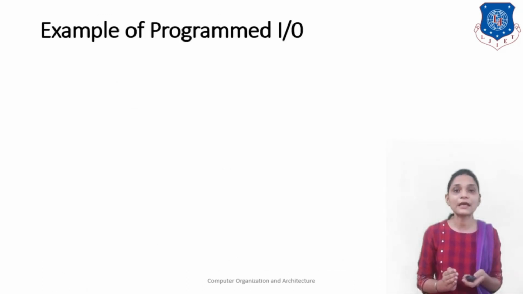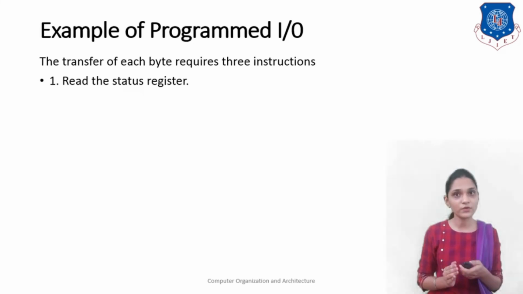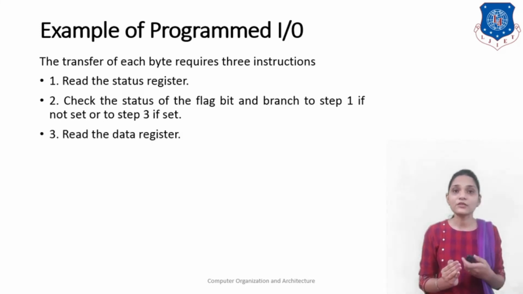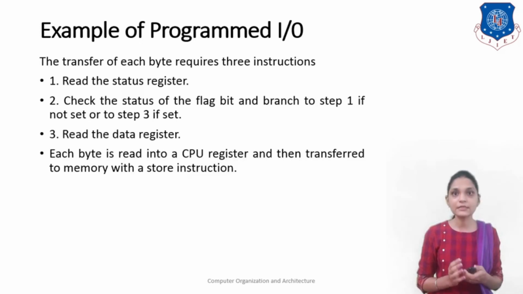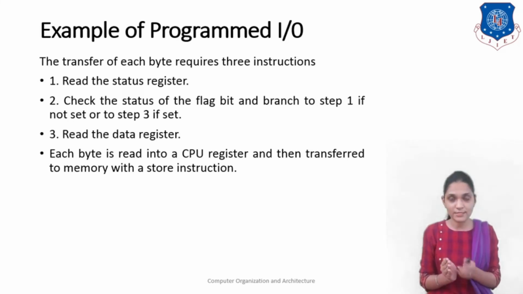We can represent it like this. The transfer of each byte requires three instructions. The first one is reading the status register. The second one is checking the status of the flag bit and branching to step 1 if not set, and branching to step 3 if it is set. Then it reads the data from the register, and each byte is read into a CPU register and then transferred into memory with a store instruction.